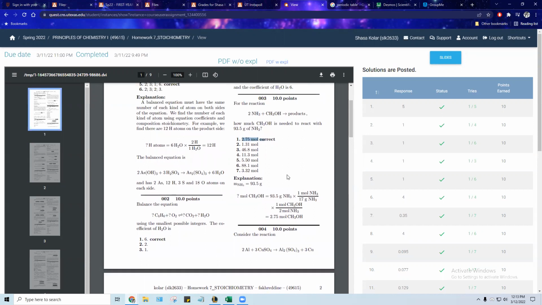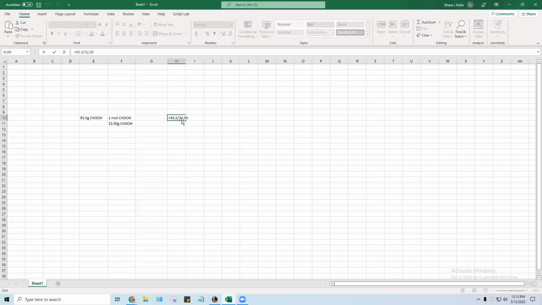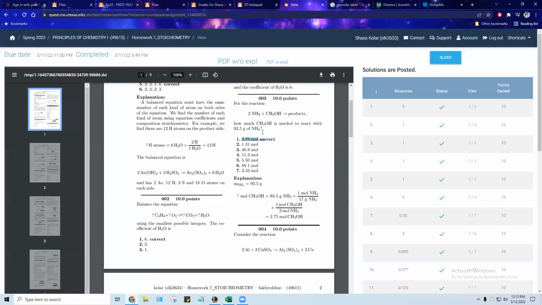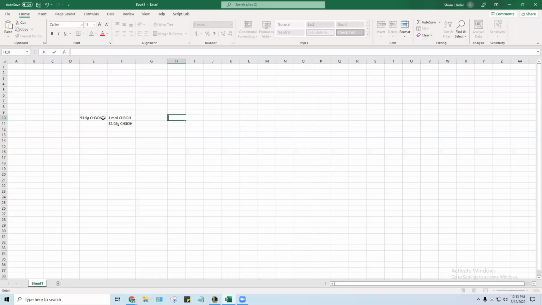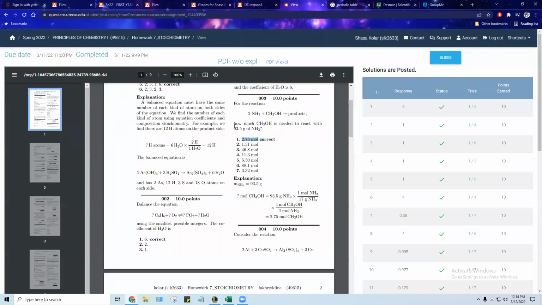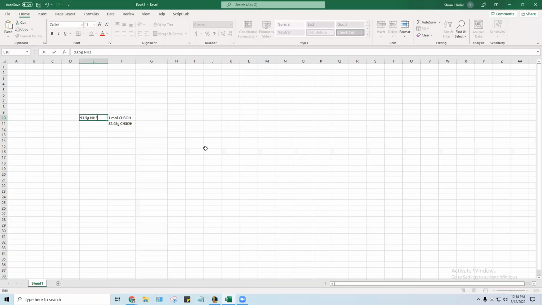Oh my God, I did the entire reaction wrong. Whoops. Okay, I misread it. So what it's asking, okay, I understand. So they're giving us 93.5. See, I'm not perfect. I am very much not perfect. Oh, I have caps lock on. So we got 93.5 grams of NH3, not 93.5 grams of CH3OH. Whoops. So we can just replace all of these.